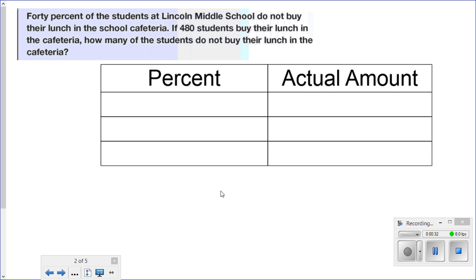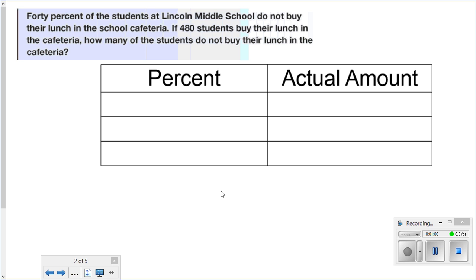40% of the students at Lincoln Middle School do not buy their lunch in the school cafeteria. If 480 students buy their lunch in the cafeteria, how many of the students do not buy their lunch in the cafeteria? I know you're really excited because you see a ratio box. Yes, we are going to be using ratio boxes today. Why do we use ratio boxes? Well, because some of you are still in the process of organizing your information. So this ratio box sets us up perfectly for organized information.